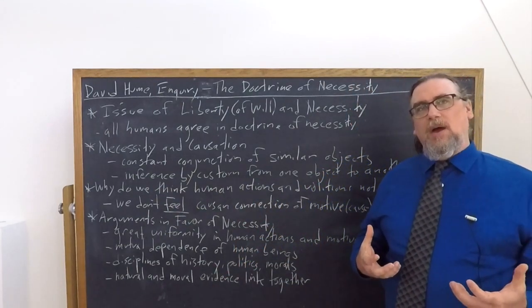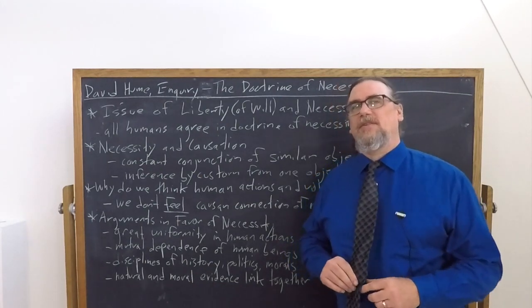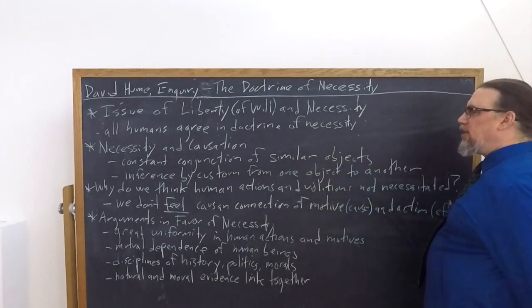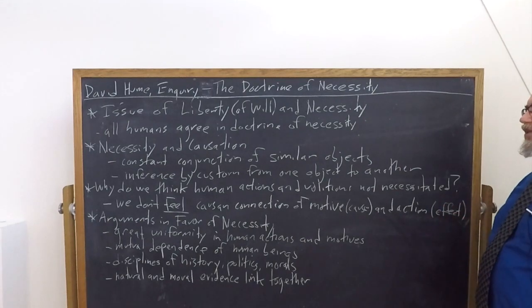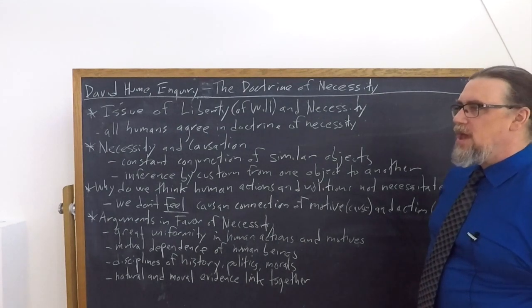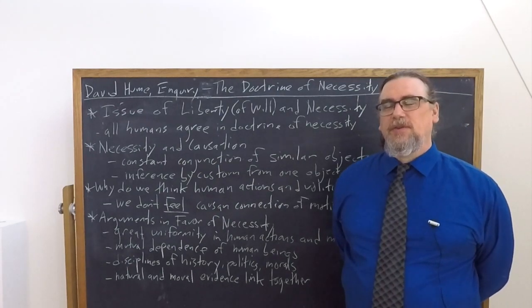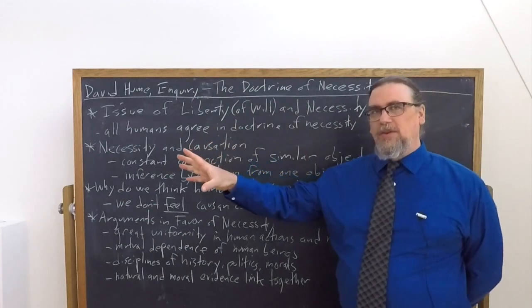Similarly, we can talk about our own interior operations of our mind, the way in which the faculties operate with each other, the way our ideas are put together. So there's this constant conjunction. And then inference in our mind by custom from one object to another. After we've developed a kind of map of causal relations, then we carry that around with ourselves and we know what to expect in the future.